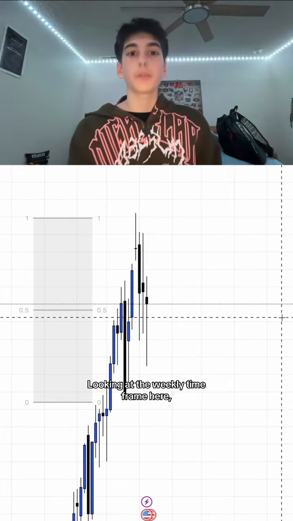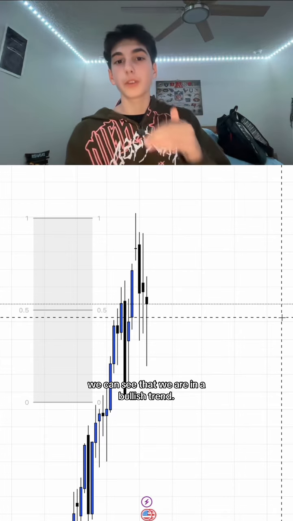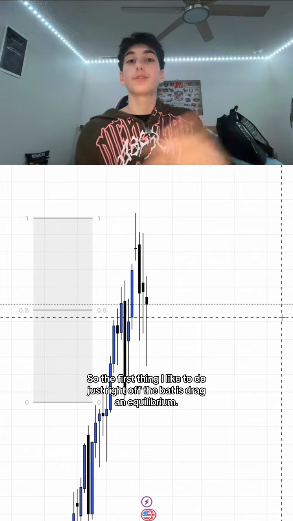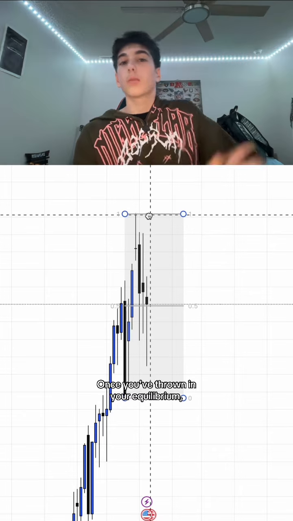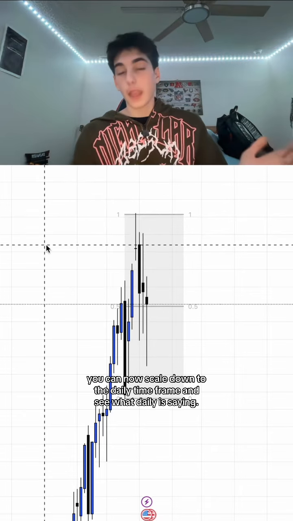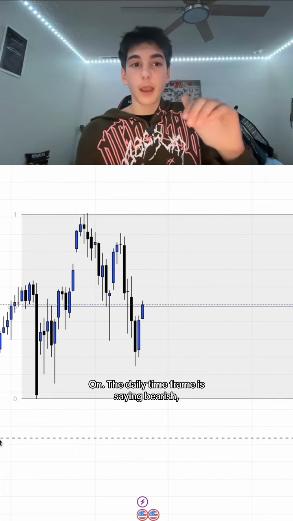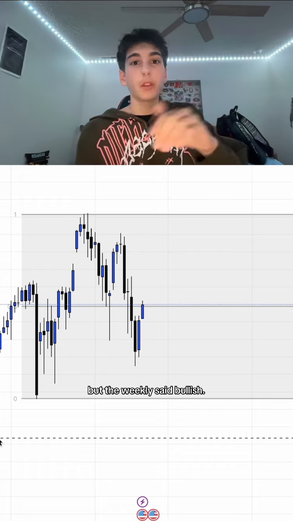Looking at the weekly time frame here, we can see that we are in a bullish trend. So the first thing I like to do, just right off the bat, is drag in equilibrium. Once you've thrown in your equilibrium, you can now scale down to the daily time frame and see what daily is saying. On the daily time frame, it's saying bearish, but the weekly said bullish.